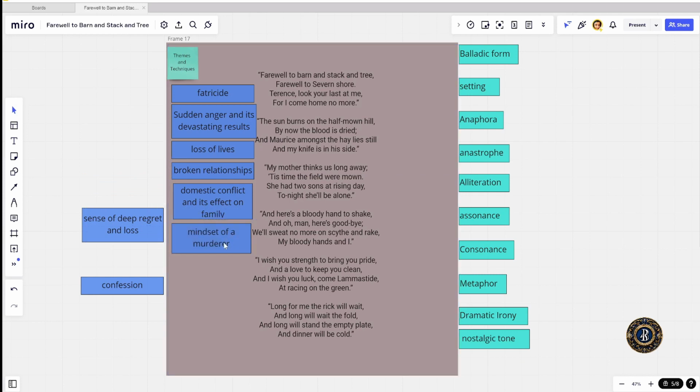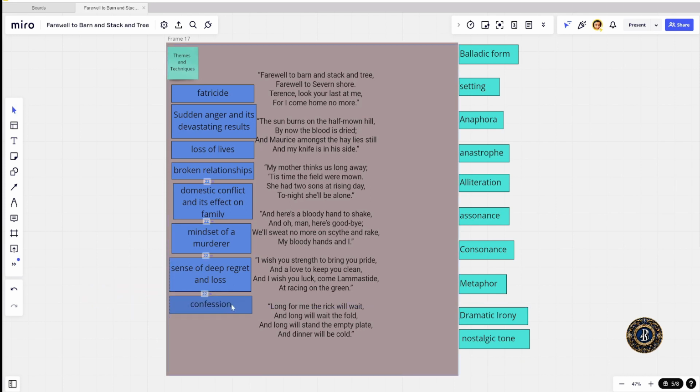This poem is also about the mindset of a murderer. Who is the murderer here? The speaker, the one who killed Morris. And what can be the mindset? He experienced a sense of deep regret and loss. The phrases my bloody hands and I bloody hand, the repeated word bloody simply suggests his guilty conscience, or how he repents his act of killing his own brother.